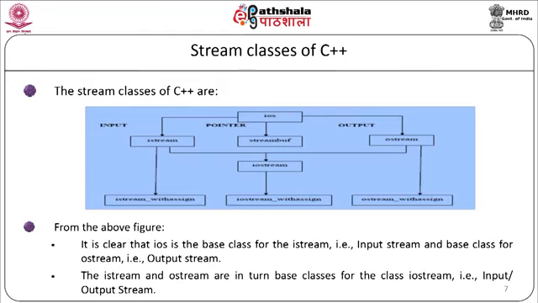In the figure, it is clear that ios is a base class for istream, that is the input stream, and it is a base class for ostream, which is the output stream. It is again treated as a base class for streambuf, which is a buffered stream. The iostream is a class inherited from istream and ostream. This iostream is again used inside iostream_withassign, whereas istream_withassign is derived from the istream class and ostream_withassign is derived from the ostream class.